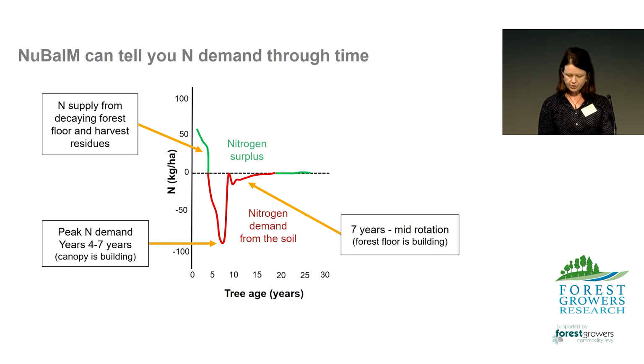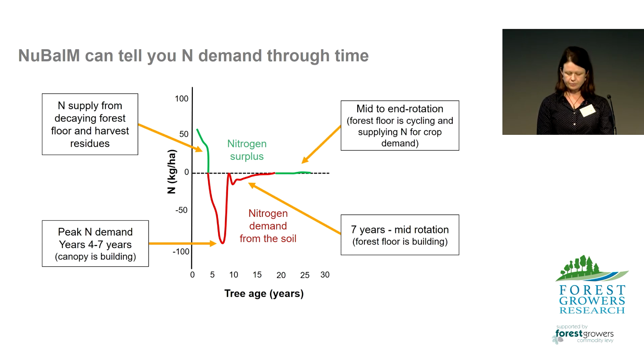As the forest grows, so too does the forest floor, which will eventually start cycling and supplying nutrients to the forest at later stages of the rotation. If at any stage the demand for nutrients is not met, there will be a loss in productivity for that site.